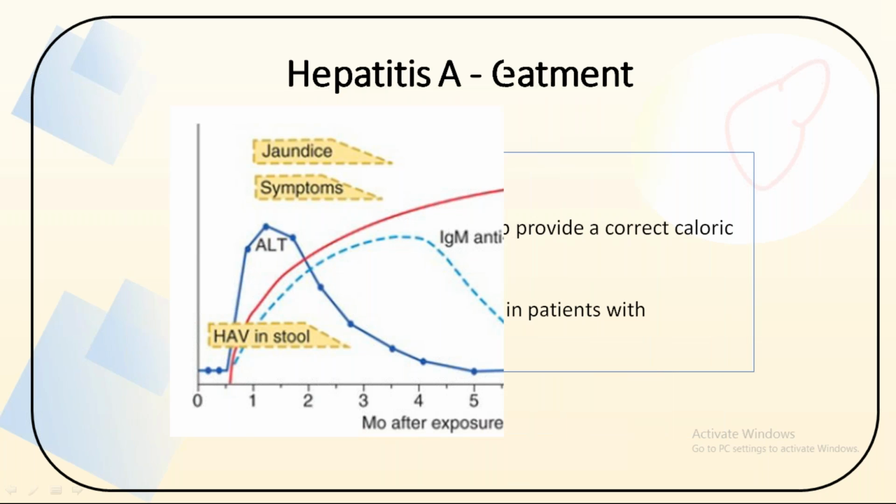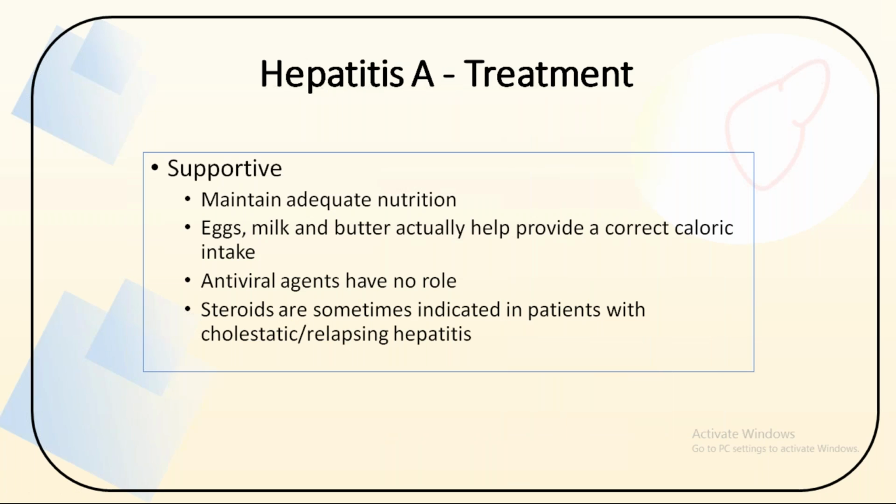Now, what is the treatment? Is there any treatment for hepatitis? All these medications, all the Ayurvedic medication, the liver support, are all nonsense, because hepatitis A is a self-limiting disease. The only thing is to maintain adequate nutrition. What they do is, the patient is having low appetite and they starve the patient. You should not eat that, you should not eat this. All these things are nonsense. Eggs, milk, butter actually help provide the correct caloric intake. Don't say not to give fats and all these things. It's all nonsense.